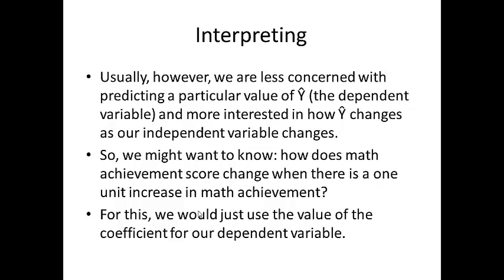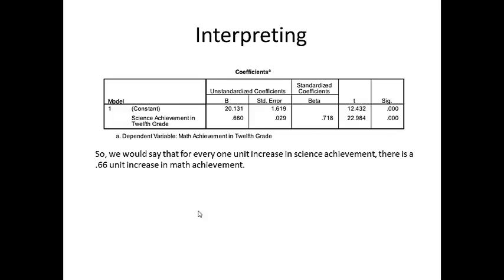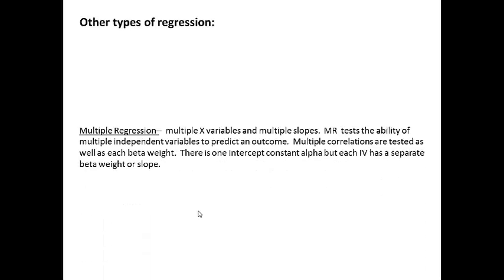In real life, we're less concerned with predicting a particular value. We're more interested in how the y prime changes as our independent variable changes. So we might want to know, how does math achievement score change when there's a 1 unit increase in science achievement? We just use the variable coefficient. So we would say that for every 1 unit increase in science achievement, there is a 0.66 unit increase in math achievement. There are other types of regression.